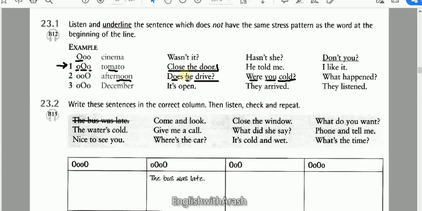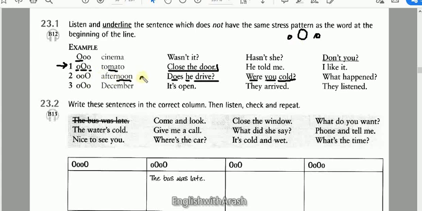Ali, good. Exactly, what happened? It's not the same as does he drive? Were you cold? Because what happened is like this. What happened? What happened? Yes? Hey, what happened? You ask like this, yes? Hey, what happened? So what happened is not the same as this one.